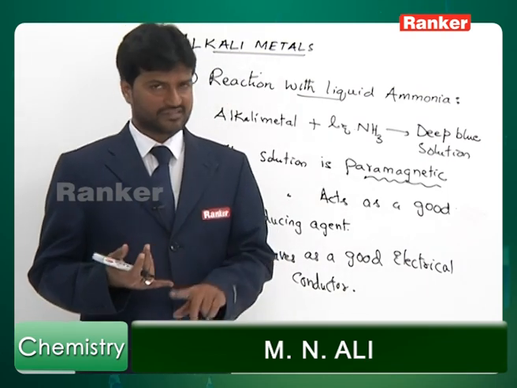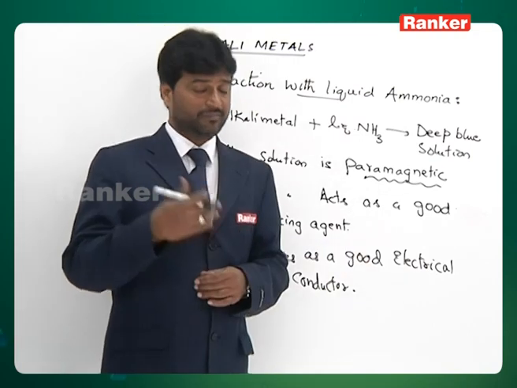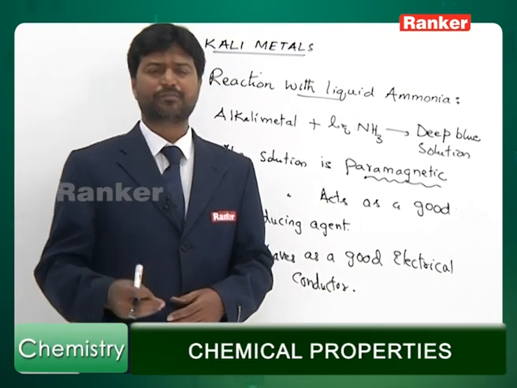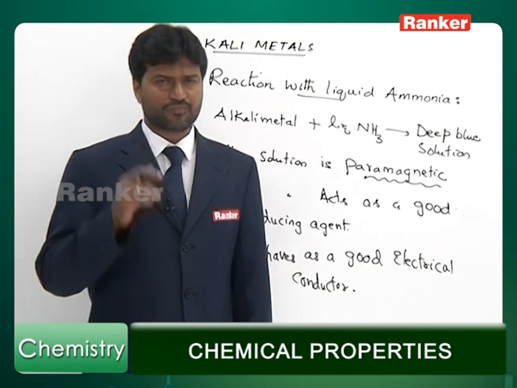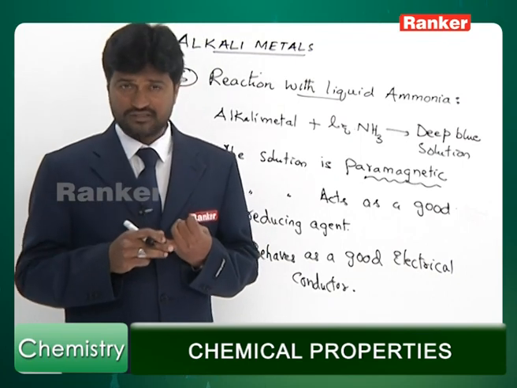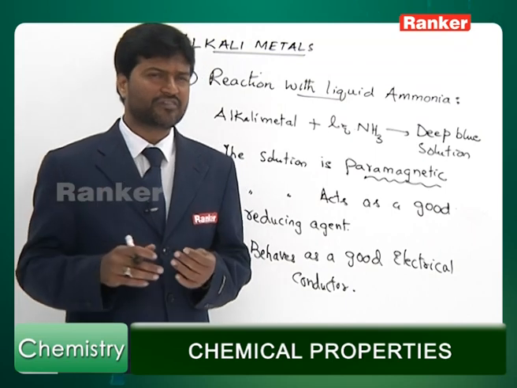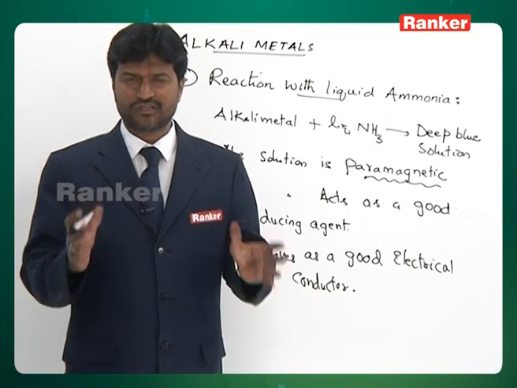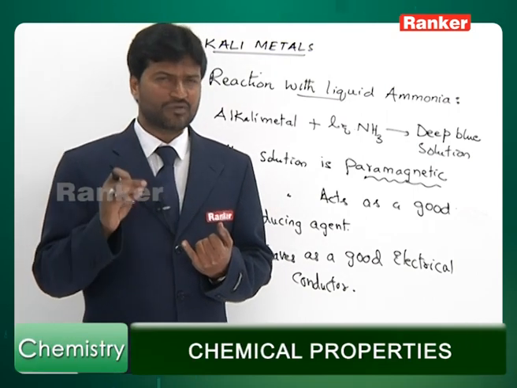So, these properties, color, reducing nature and conductivity, even paramagnetic nature, are attributed to the presence of what are called solvated electrons. I will show you with the help of an equation. So, please remember the properties of this solution. This solution is blue colored. That is the first thing you need to know. Whether it is lithium, sodium, potassium, rubidium or cesium, any alkali metal when dissolved in liquid ammonia is going to produce a deep blue colored solution.